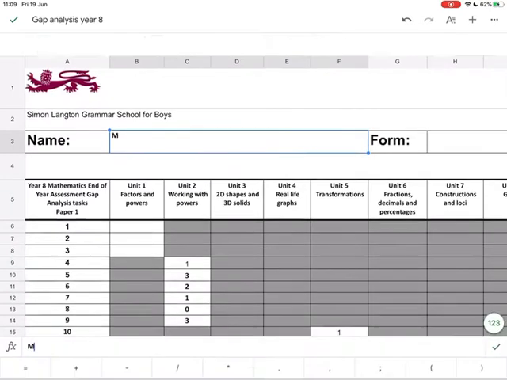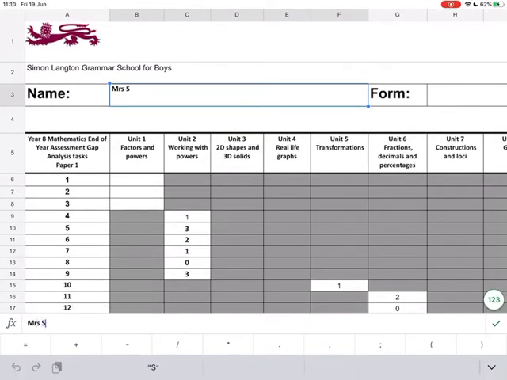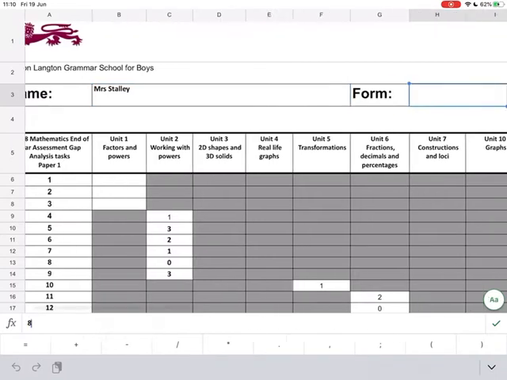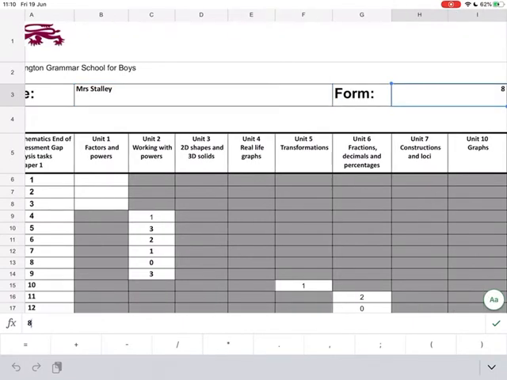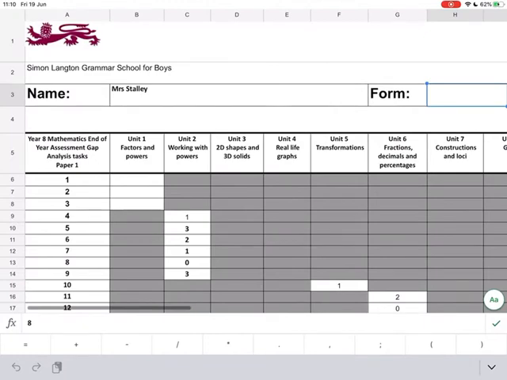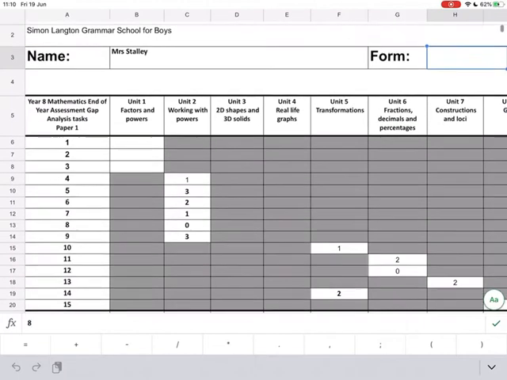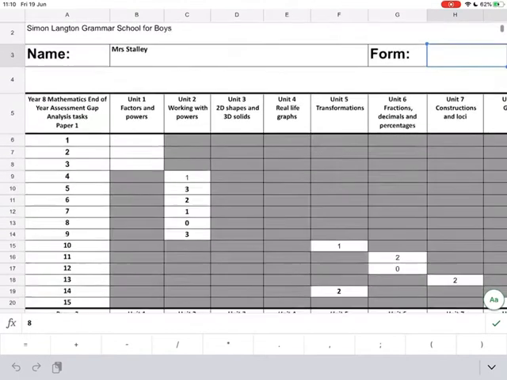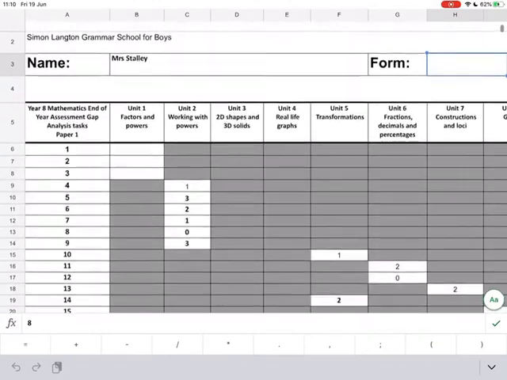And in this box at the top here where it says name, in there you need to enter your name first of all. Okay, and then in the box next to form, in there you're going to enter your form, so I've just put 8. Okay, then we look here, so we're just looking initially at paper 1.